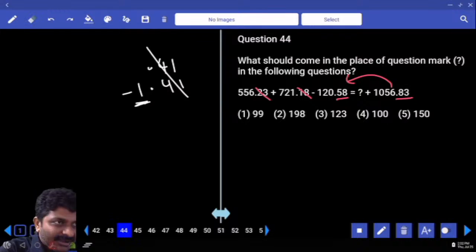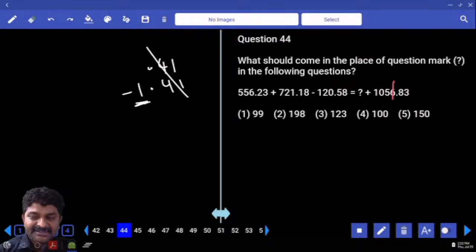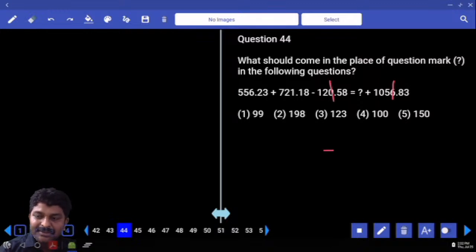Is it positive or negative? Be careful with that. Okay? 1 plus 6, 7 plus 0. So the negative number is 7 only. 6 plus 1, 7. So the answer definitely ends with 0. Okay? 2 options are there. Right.